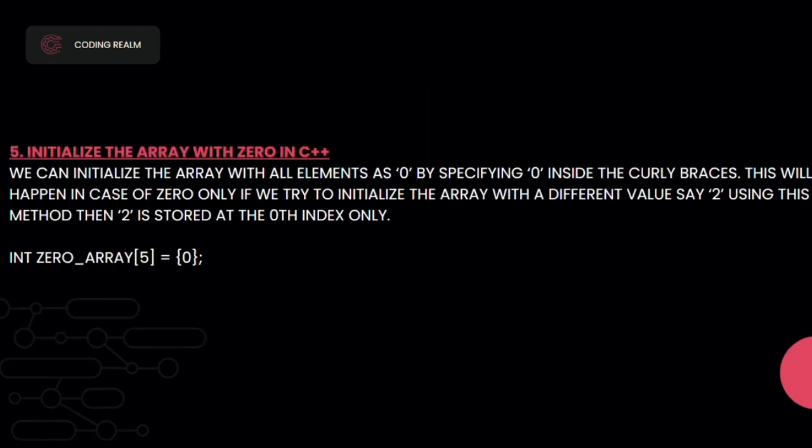We can initialize the array with all elements as 0 by specifying 0 inside the curly braces. This will happen in the case of 0 only. If we try to initialize the array with a different value, say 2, using this method, then 2 is stored at index 0 only. Like in this example, int array[5] equal to 0 in the braces.